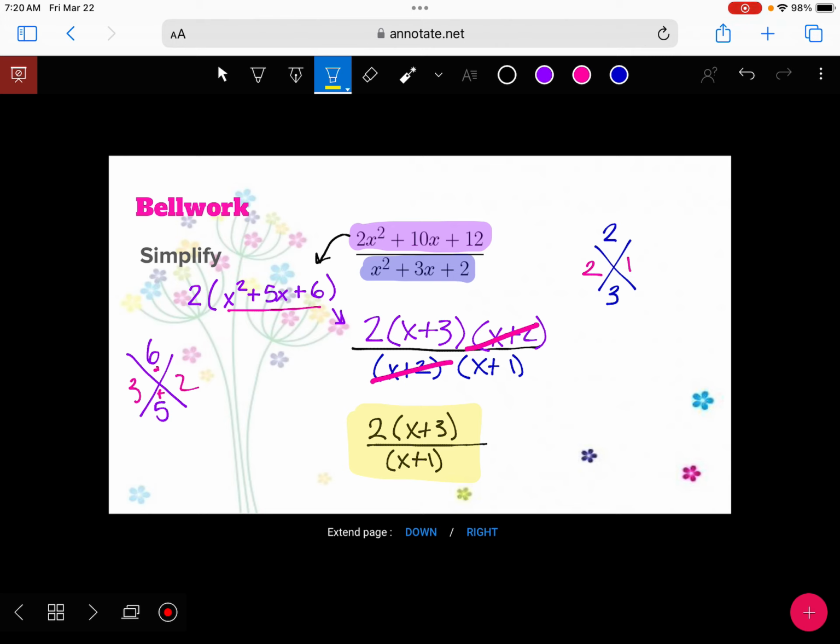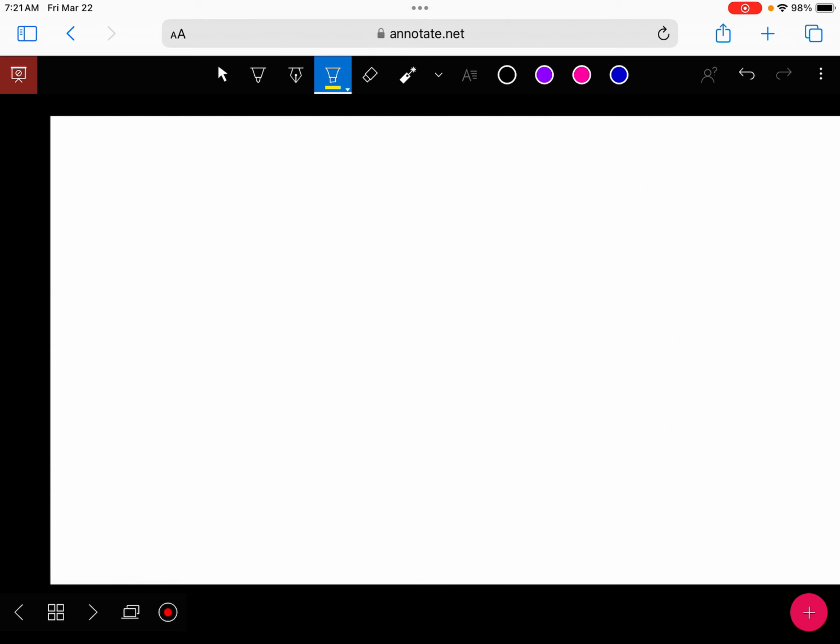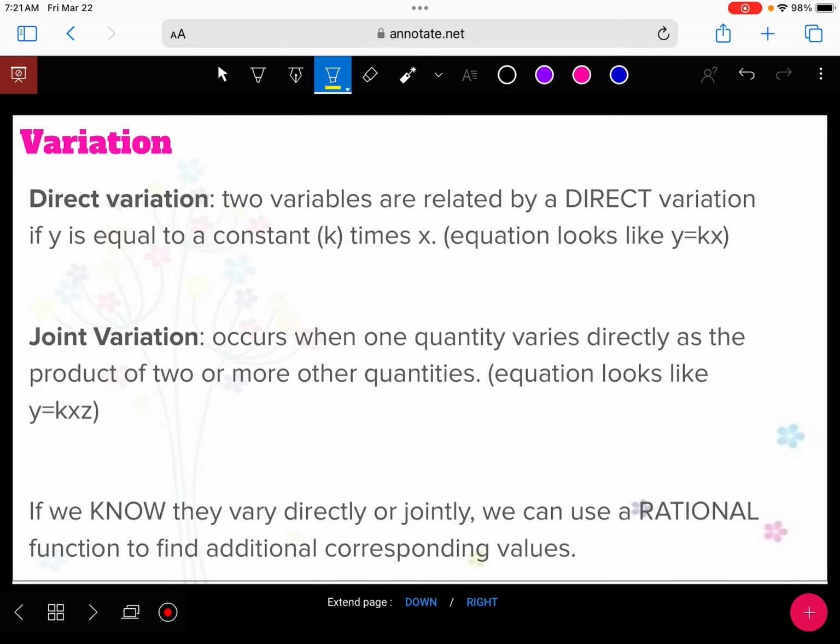Okay, we are going to head in a very different direction today. It's going to feel very different, but I promise it's related. There are going to be several things you need to write down, so you're going to want your notebooks out. Because we're going to talk about something called variation. And we're going to have 3 different kinds of variation.